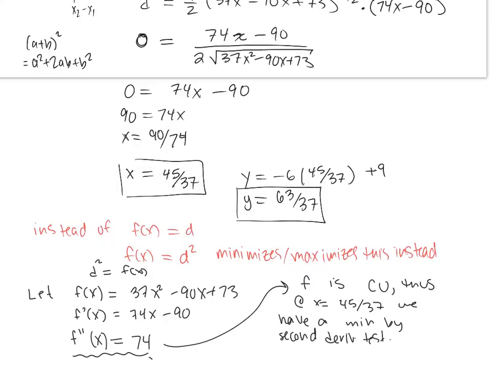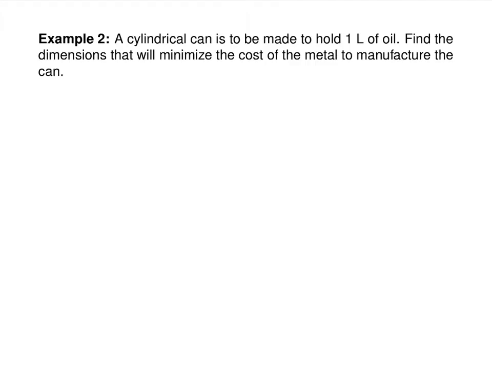So I think the next question is kind of a cool one. Okay, so you're making a can and you want it to hold a liter of oil, which seems like a logical thing that you would do, right? Because you sell liquid things. And you want to find the dimensions that are going to minimize the cost of metal to manufacture the can. This means you want to minimize the surface area. Does that make sense? That's the part that determines how much your can costs to make, how much surface area it has.